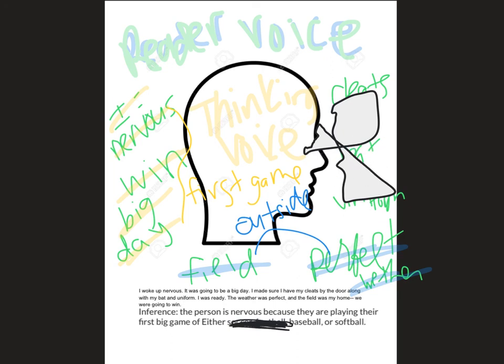Okay, so to make an inference, you are collecting all the details from the text. You are color-coding what details go together. You are saying why you think they go together. And using all of this information, you're going to guess where the person is.